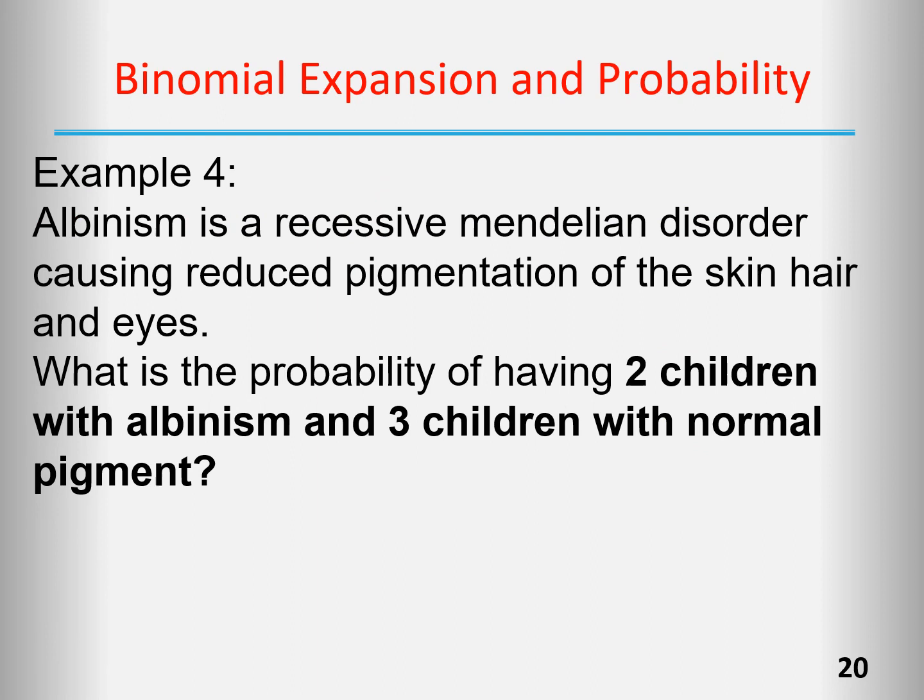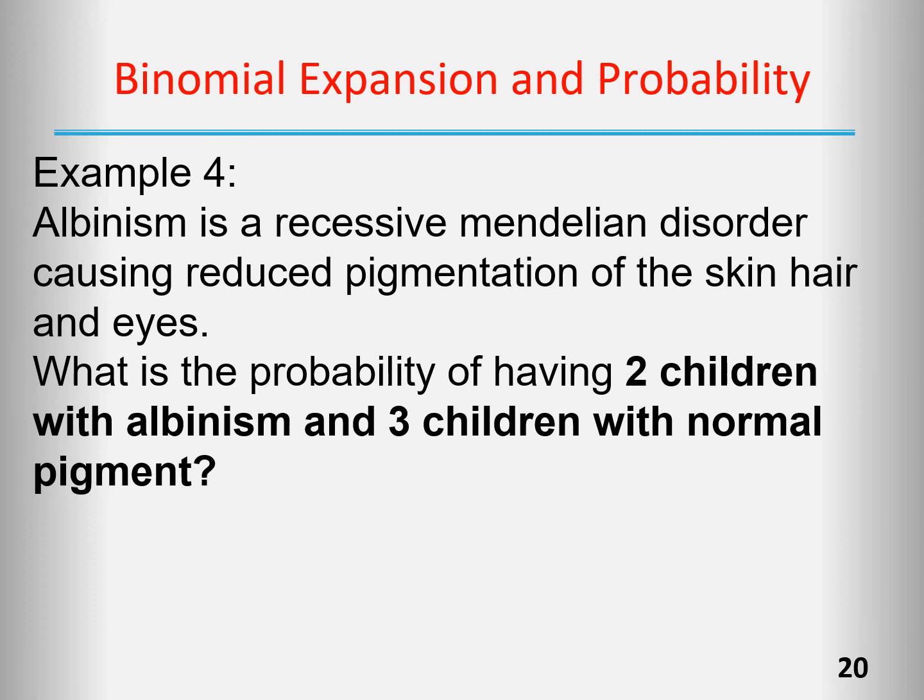Now let's look at another example. What is the probability of having 2 children with albinism and 3 children with normal pigmentation? Well, now I think you're beginning to see how complicated this scenario could be if you need to sit down and think about all of the different ways that it could happen. And in a high stress situation, for example, while you're taking an exam, it's very likely that you will not account for all of the multiple ways in which you can meet the criteria.